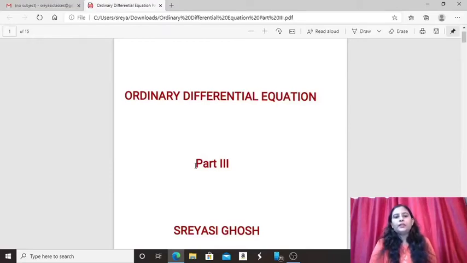We will be starting with the third part on ordinary differential equations. In the prior two classes we have already covered the basics of ordinary differential equations, and in the second part we covered exact differential equations, and if an equation is not exact, how we can incorporate an integrating factor. We had discussed that in the second part, and of course we had seen the different types of integrating factor by just looking into it by inspection.